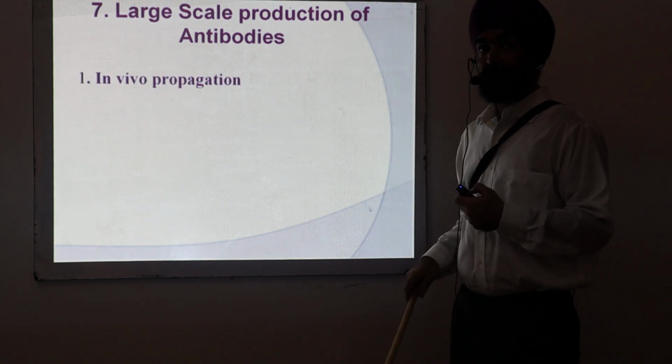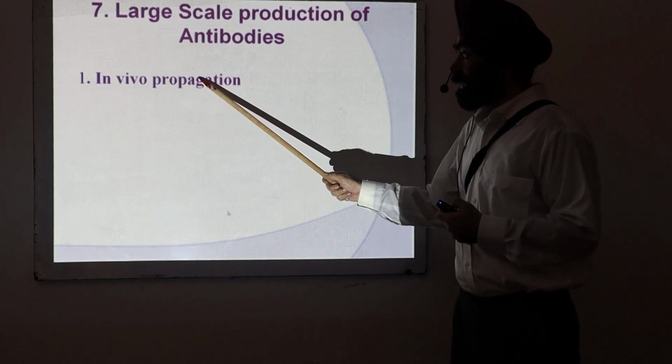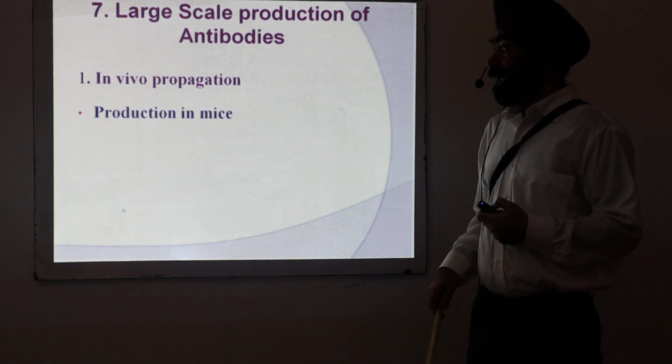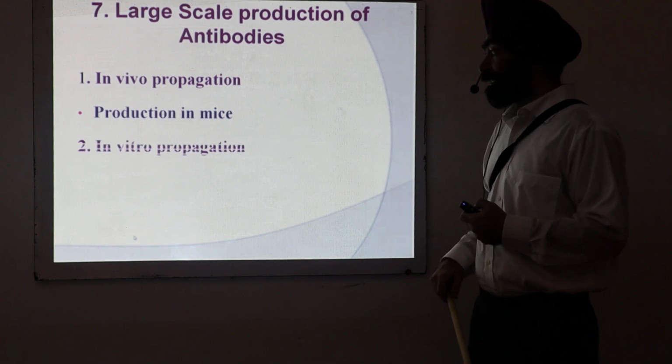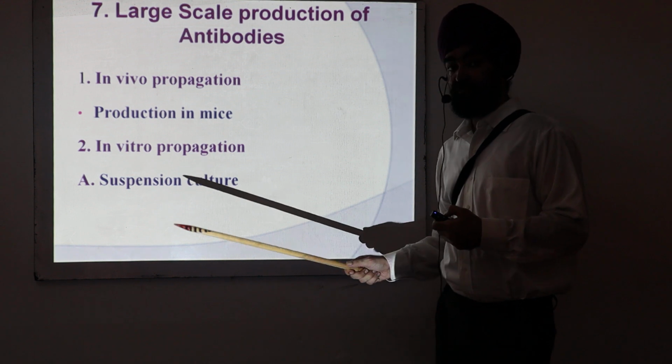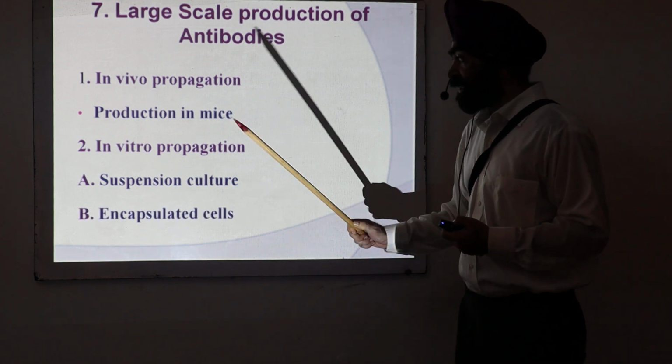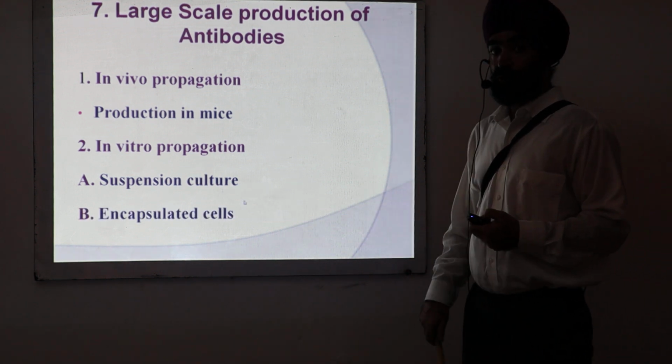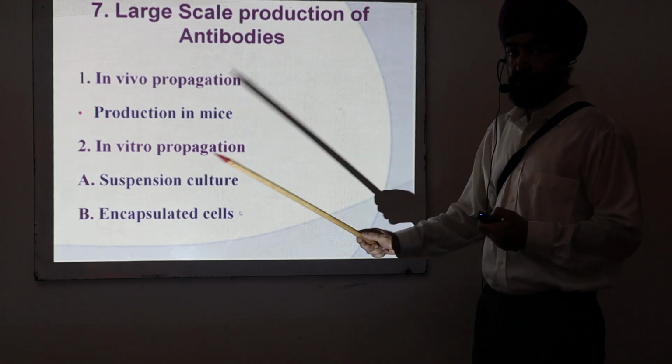So this can be done by two methods. One is in vivo propagation, that means you produce in the mice. The other is in vitro propagation, that means you carry out the fermentation either in a suspension culture or in an encapsulated cell. So we will discuss each one by one.